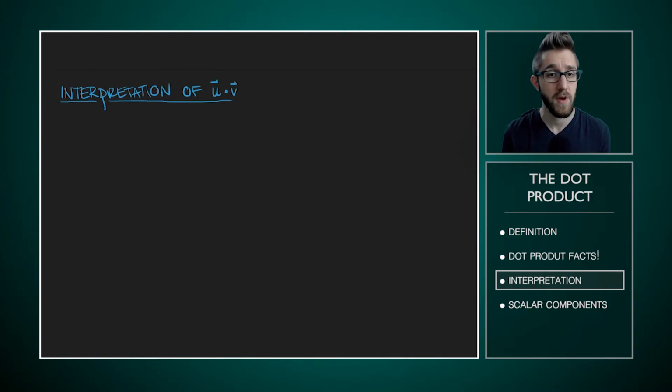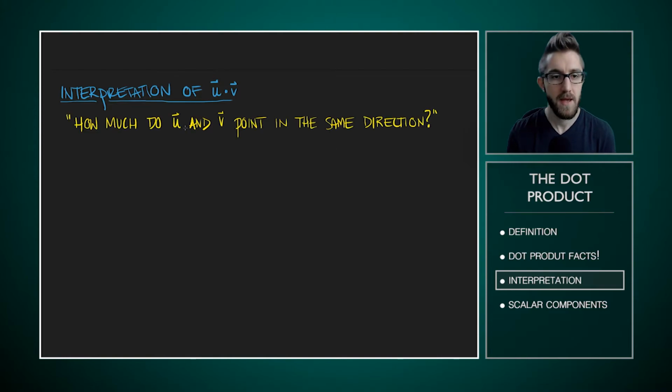So that leads us to what I'm going to call the interpretation of the dot product. And the way I like to say it is the dot product of two vectors u and v tells us how much u and v are pointing in the same direction. And this interpretation all comes from the angle formula, which I'll write here again. And what I mean by that is there are sort of three cases to look at for the dot product of two vectors. The first is if the dot product of two vectors is positive.